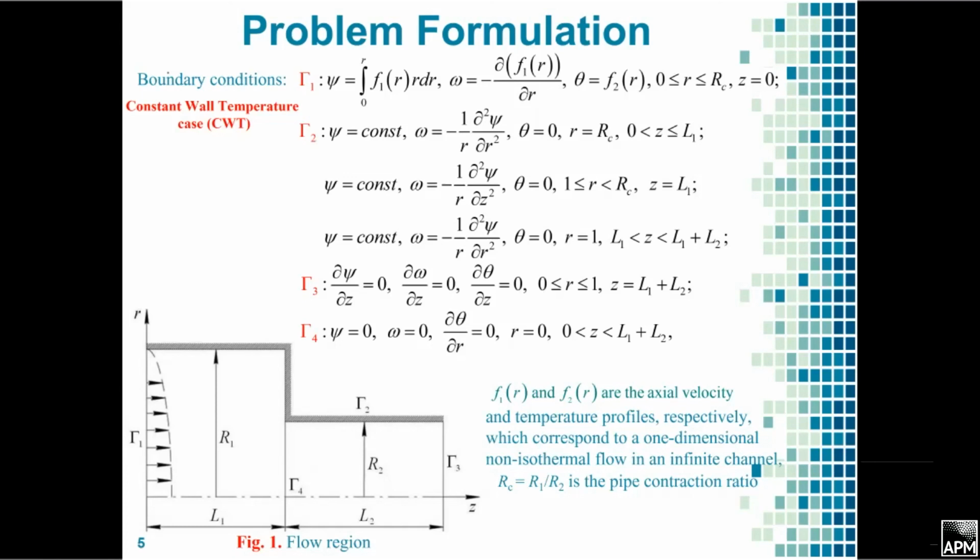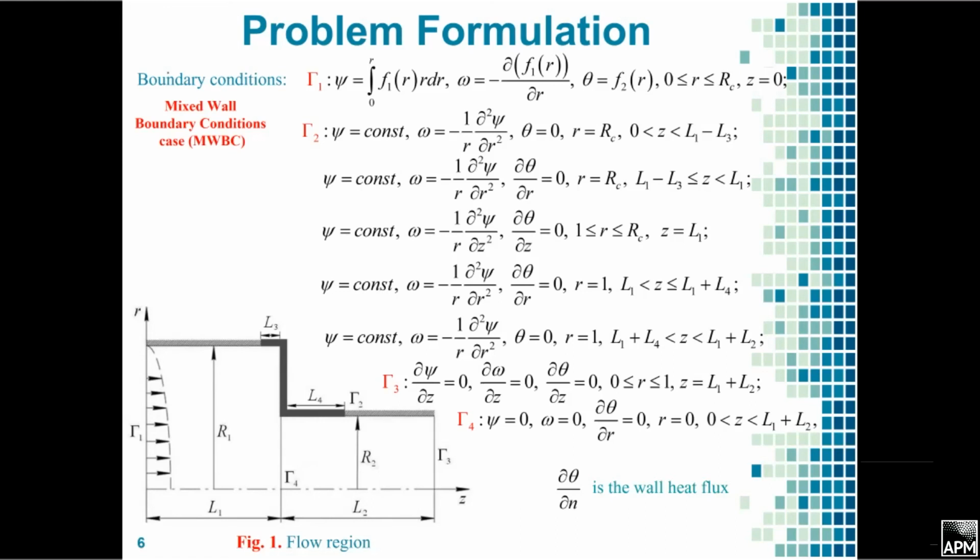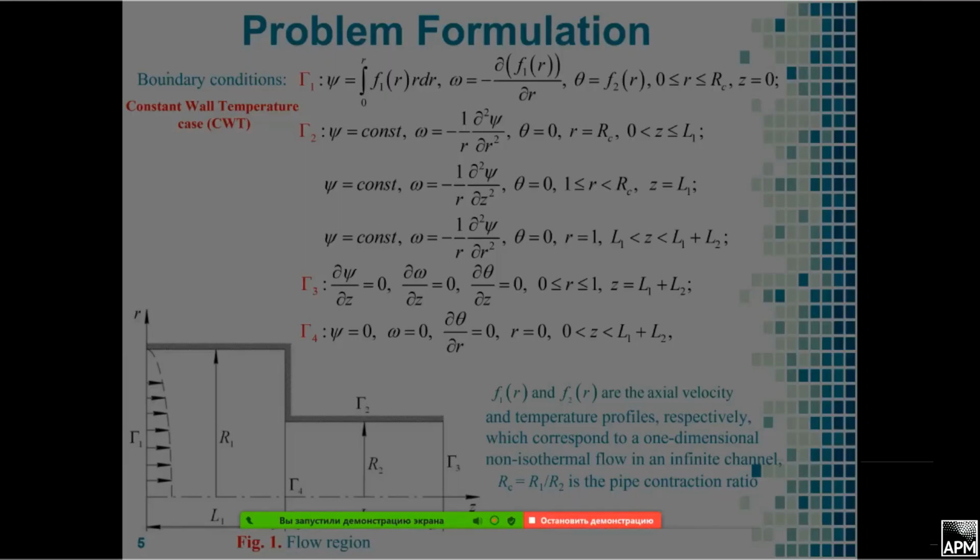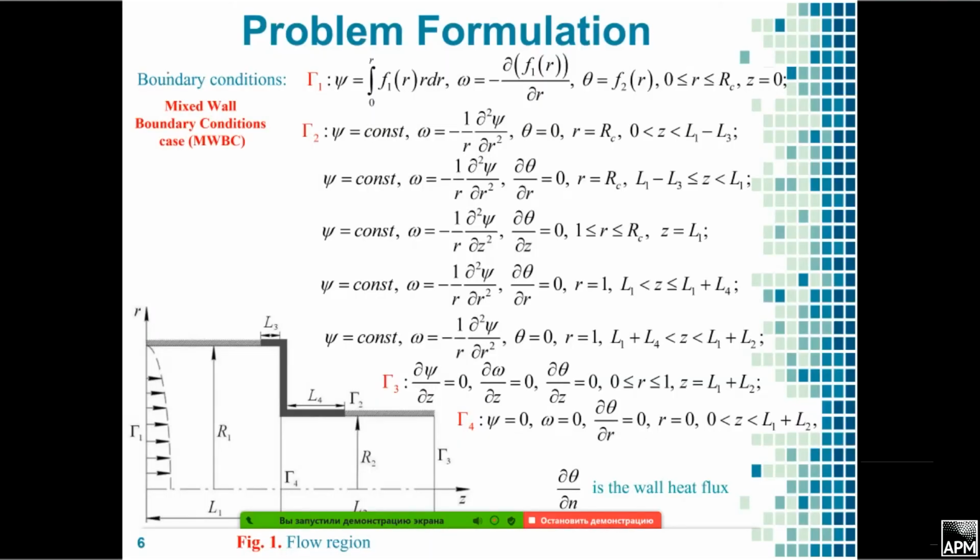And what is for the rigid wall? In this case, we use constant wall temperature. The short form of this case is CWT, and I will refer to it with this abbreviation. An alternative wall boundary condition is named mixed wall boundary conditions. It means that part of the wall is exposed to a constant wall temperature, and the part of the wall in the contraction plane vicinity is exposed to a constant wall heat flux.